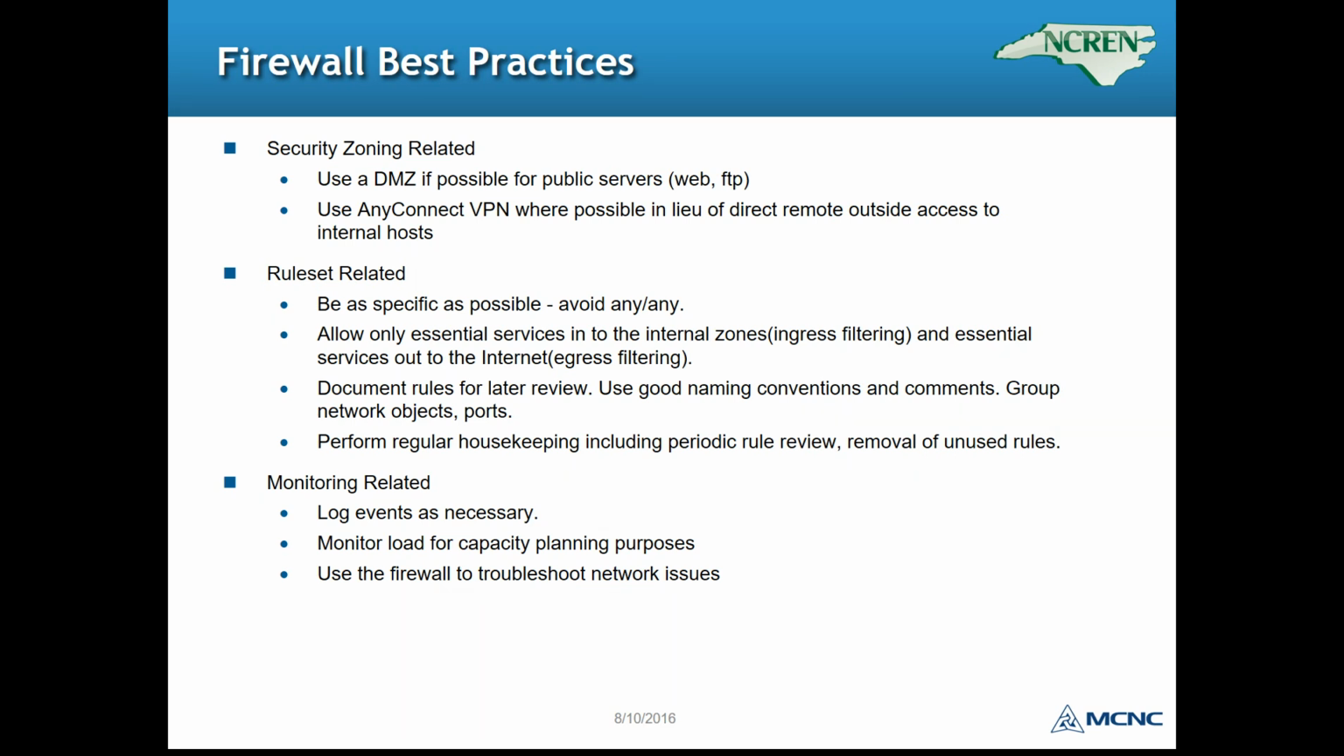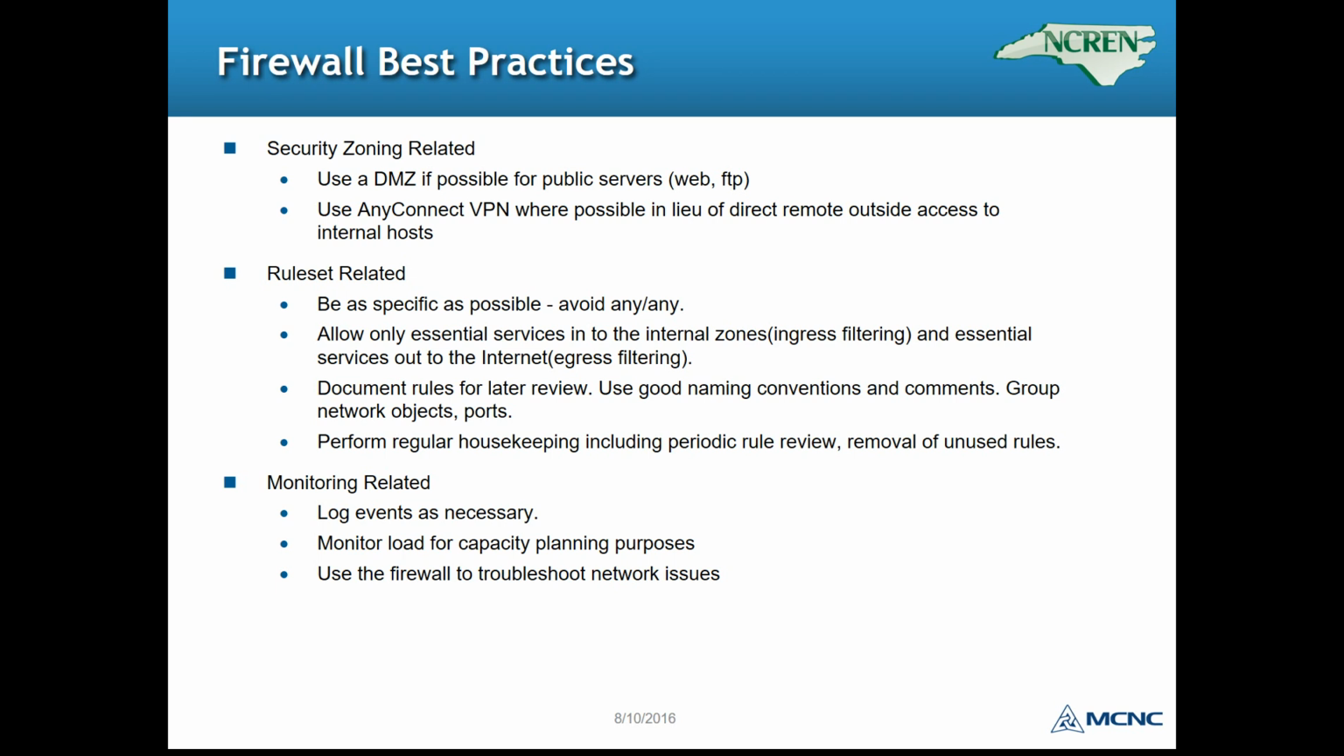Typically, a rule of thumb I use is I don't really want to see any in more than one of three places, as far as either source, destination, or port numbers. If I see two any's in a rule, then that, to me, questions whether that access level can be tightened up a little bit. Another thing is basically just allow only essential services to the internal zones.